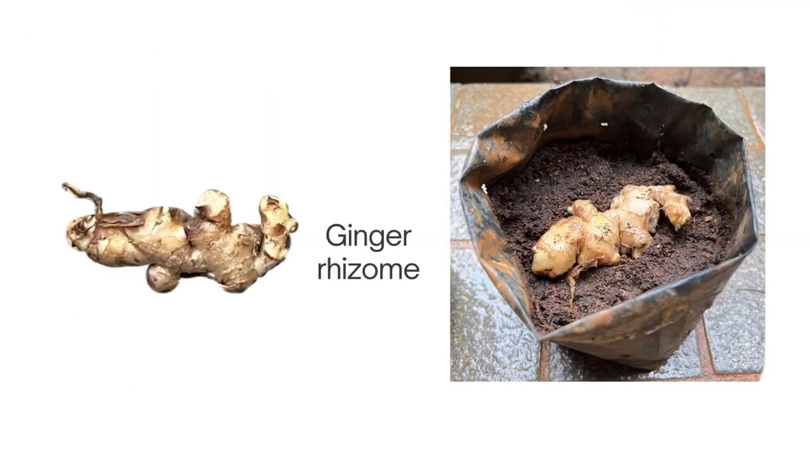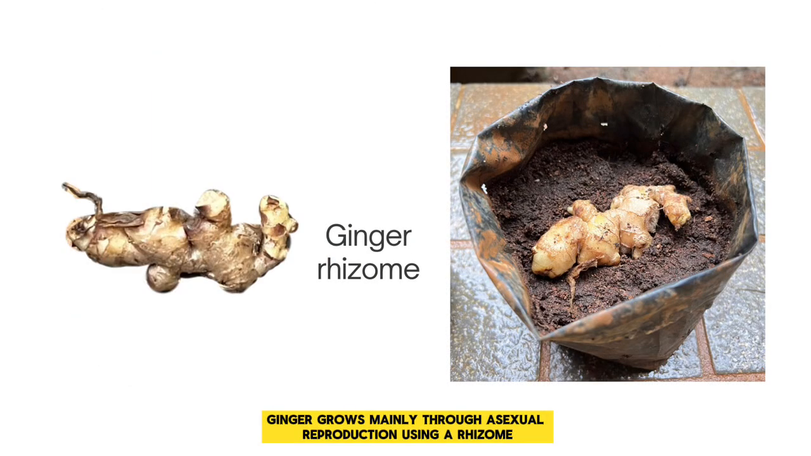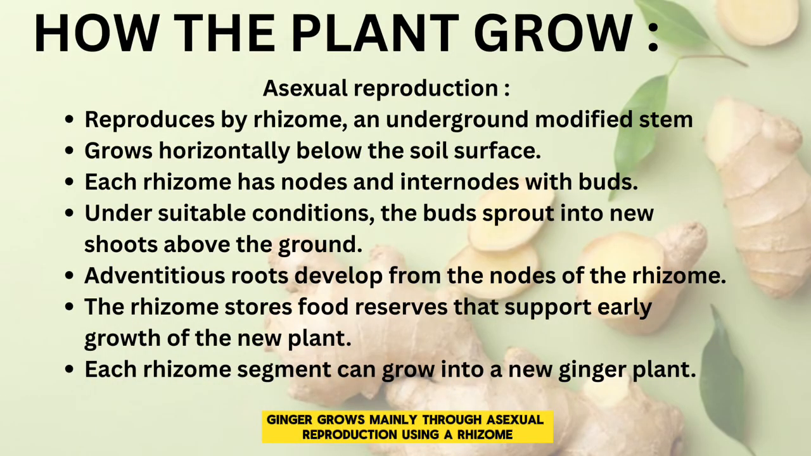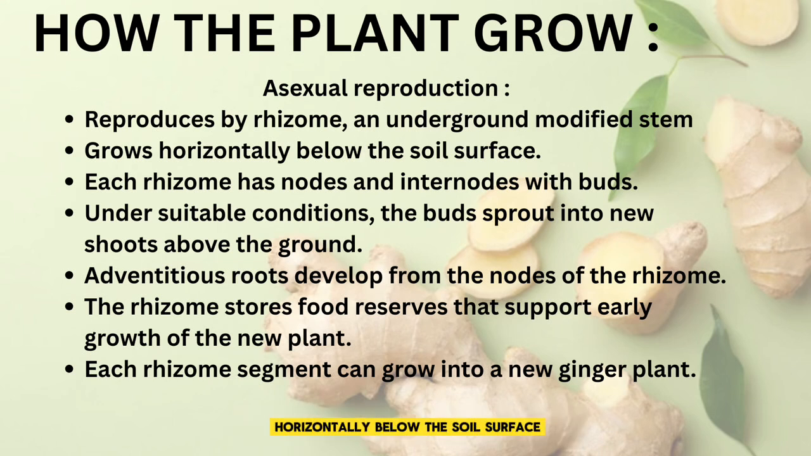Ginger grows mainly through asexual reproduction using a rhizome. A rhizome is an underground modified stem that grows horizontally below the soil surface.